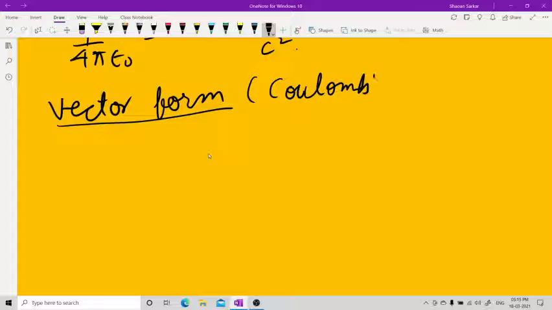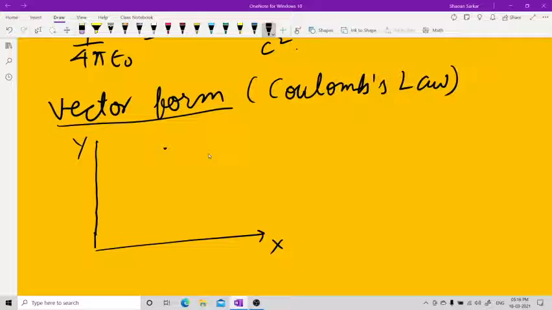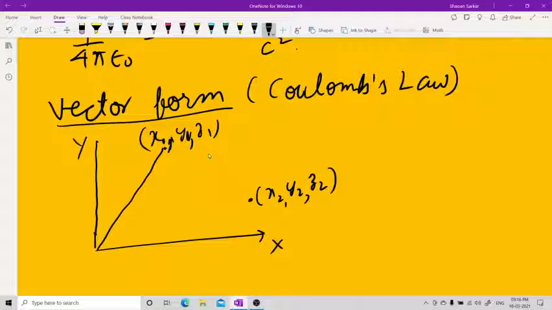Coulomb's law. This is what you need. Now here again, suppose I take this as your y-axis and this your x-axis, and there are 2 points. The coordinates of this one are x1, y1, z1, and the coordinates of this one are x2, y2, z2. Now the position vector of this point, you know what the position vector is from my earlier videos. This is r1 and this is r2.